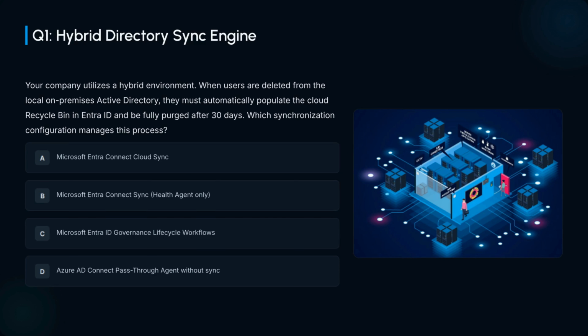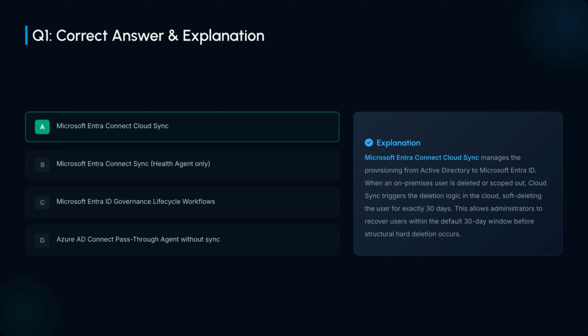Question 1. Your company uses a hybrid environment. Deleted on-premises Active Directory users must populate the cloud recycle bin and be purged after 30 days. Which synchronization configuration manages this process? The correct answer is A. Microsoft Entra Connect Cloud Sync. It manages provisioning and soft deletes users for 30 days, allowing recovery before hard deletion.